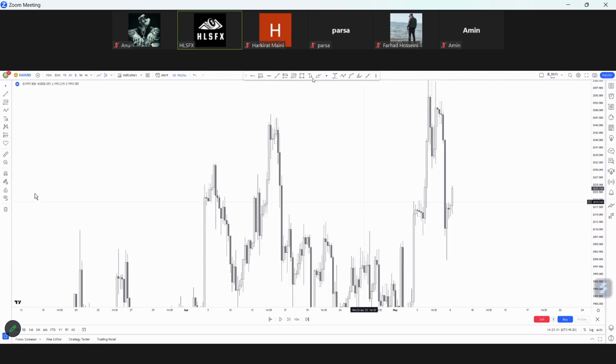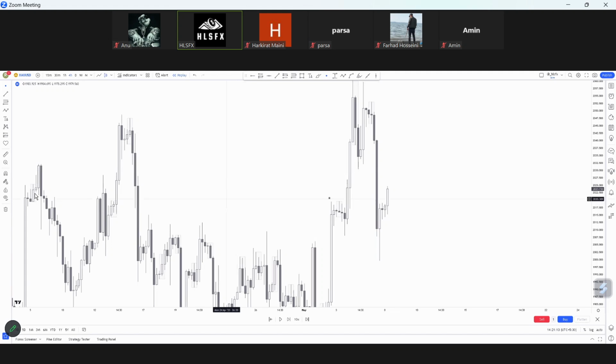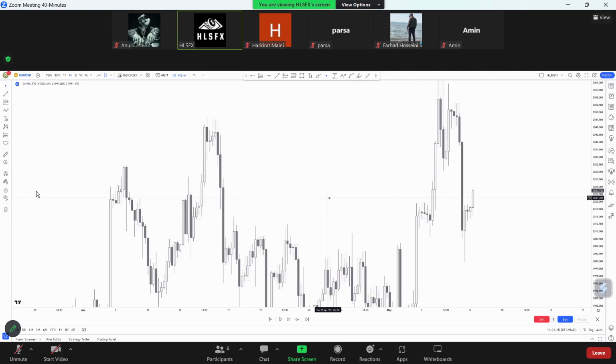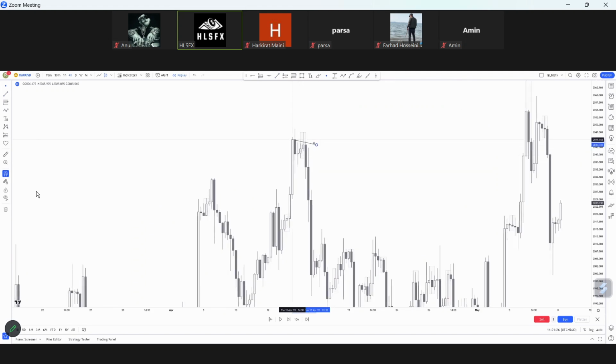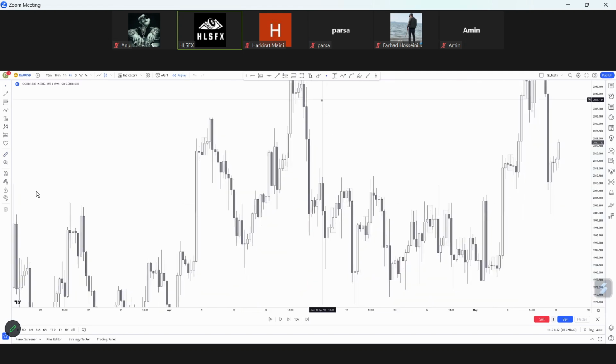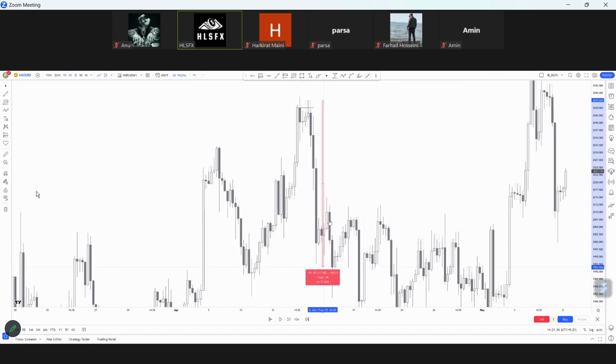Now we're going to be looking at the tested and untested levels, or fresh and unfresh zones or key levels. We have a key level here. This is a resistance area, and we have resistance here. Price tapped here and rejected. It gives a good reaction. We can catch all these pips here.